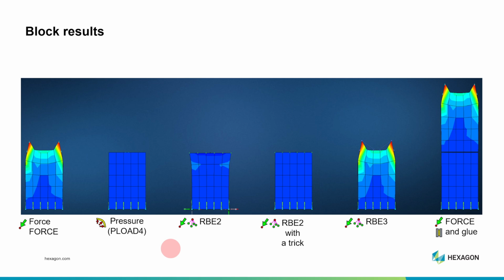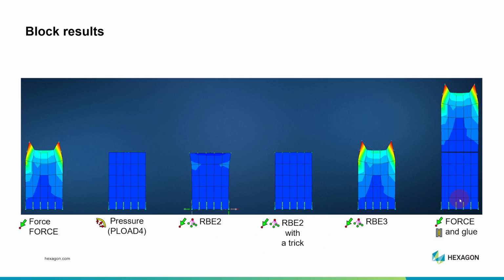Let's see how each of these loading options did. For the pressure load, the stress distribution wound up being ideal. For the RBE2, we have a little bit of a problem, but we did a trick with the RBE2 that made it work out great. The RBE3 gave us the same problems that we had originally.